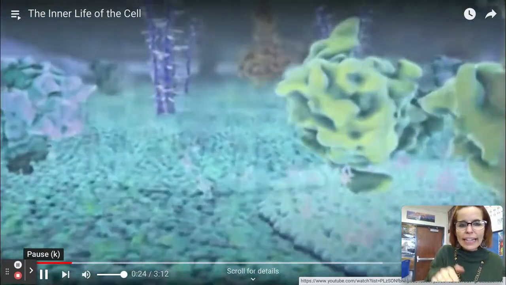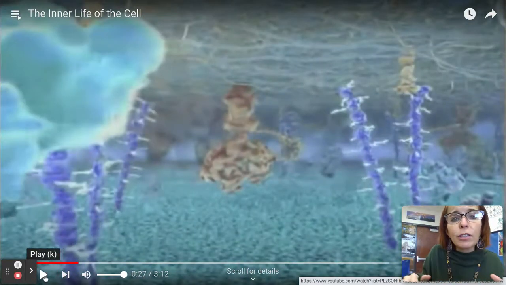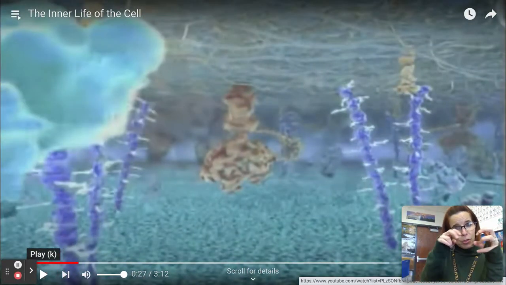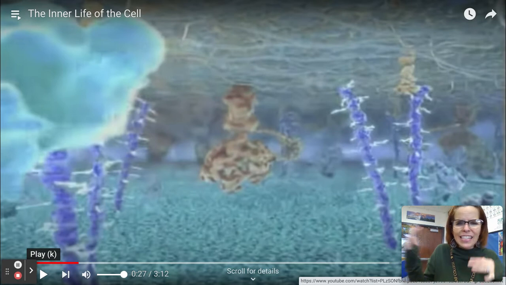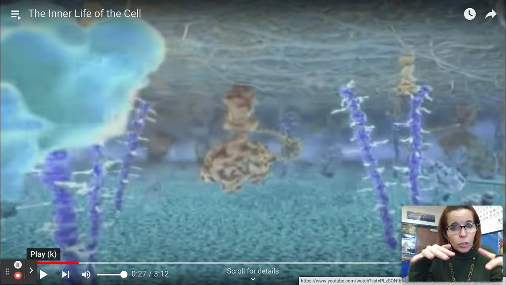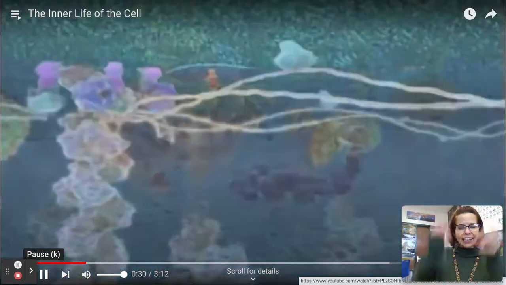So what you're seeing right here is the top of the other cell, and that's its phospholipid bilayer. Remember those balloons with the two strings? That's what this is. And there's all kinds of things floating on this, proteins and carbohydrates and all kinds of other things that are floating around. But we're looking at the cell membrane right now. And then we're going to go inside and look at it.